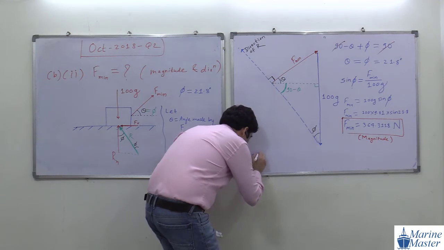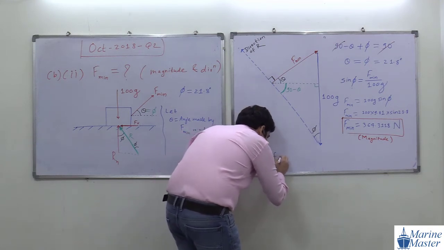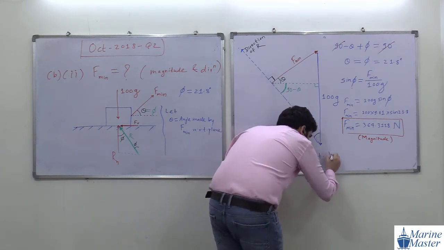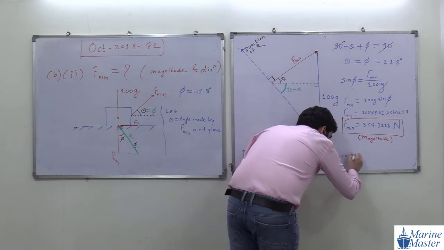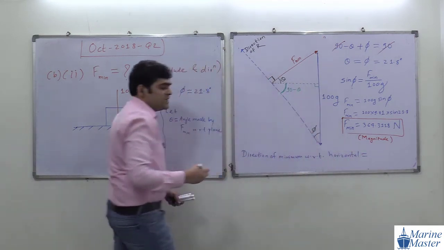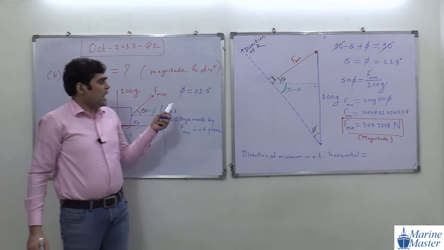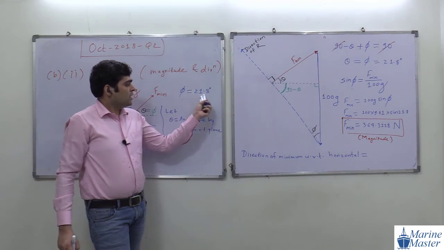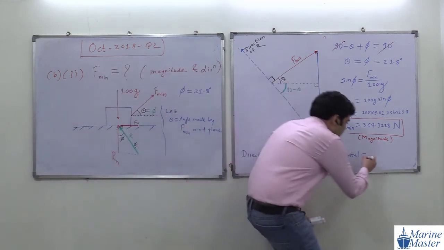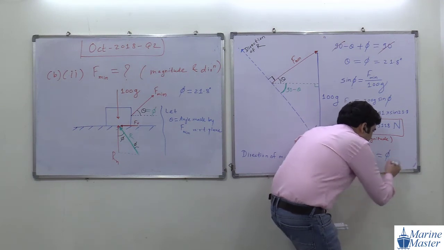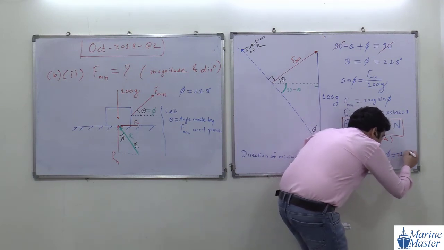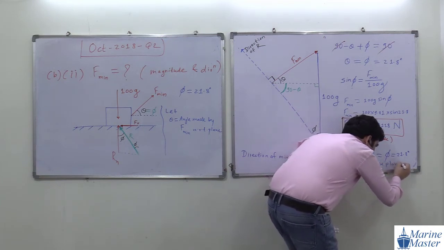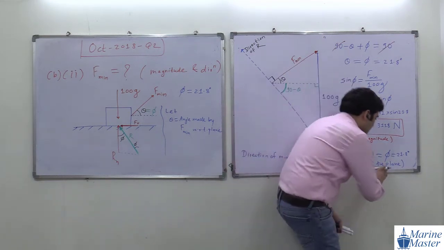Direction of the minimum force with respect to horizontal. How much angle is it making with respect to horizontal, guys? Phi. That is, initially theta. Theta is equal to phi. It means 21.8 degrees above the plane, or we will say above the horizontal.